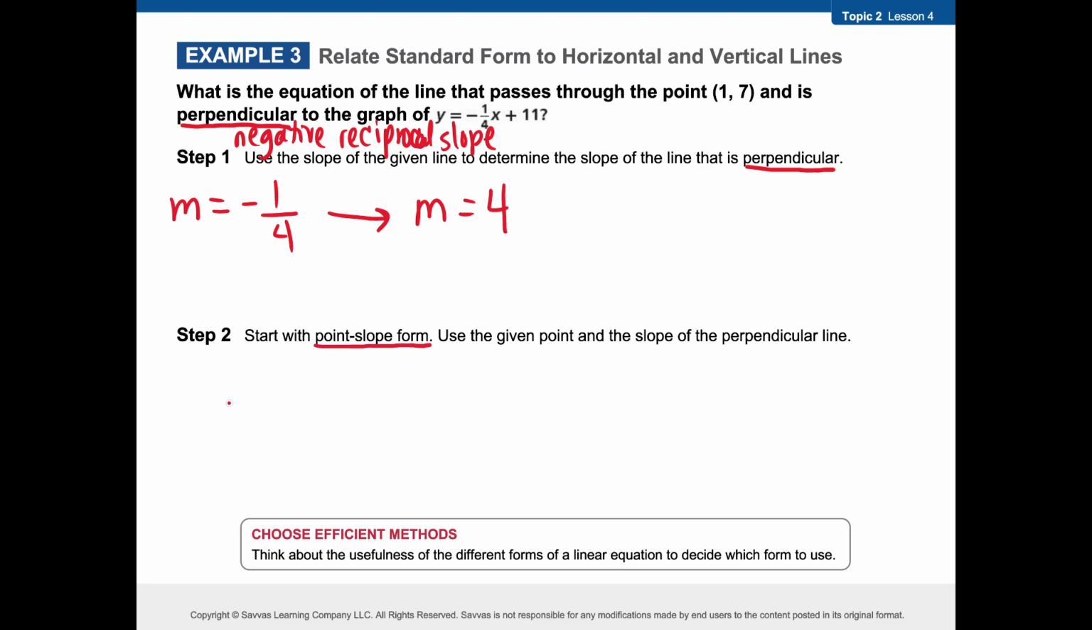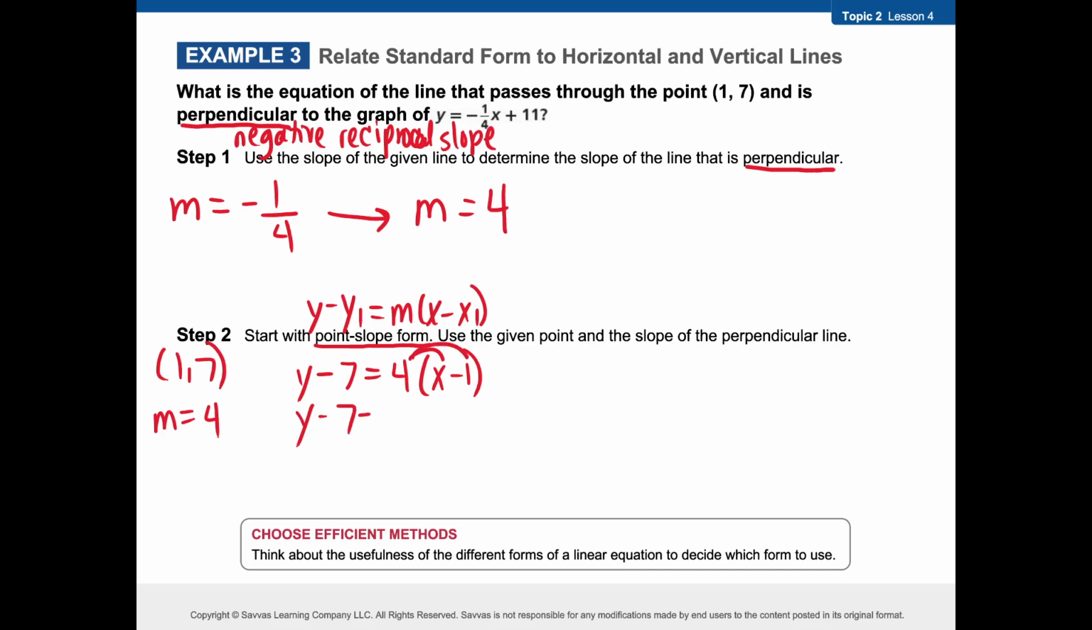So here, again, they have you using point slope form. You don't have to use it if you like the other way better. So using the point 1, 7 and your new slope, y minus 7 equals your new slope times x minus 1. Do your distributive property. Y minus 7 equals 4x minus 4, because 4 times negative 1 is negative 4. Add 7, y equals 4x plus 3.